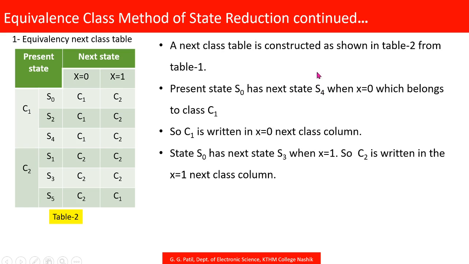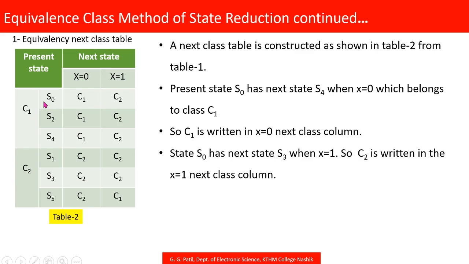The next class table is constructed as shown in table 2 from table 1. Present state S0 has next state S4. Here S4 belongs to class C1, so C1 is written in the x equals 0 next class column.